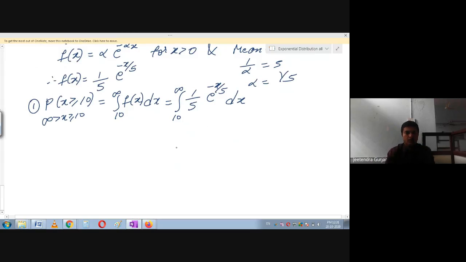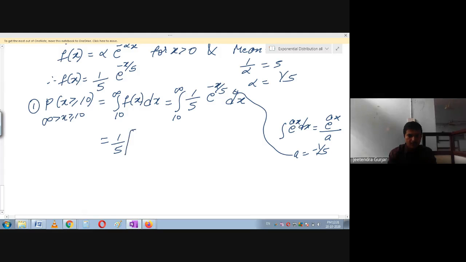So what you have to do is simplify step by step. So what we get here: 1 upon 5 is constant, so I'll write 1 upon 5 outside. Integration, okay, you have to remember the formula of integration. Integration of e raised to ax dx is equal to e raised to ax divided by a. Here a is minus 1 upon 5, and x remains as it is.